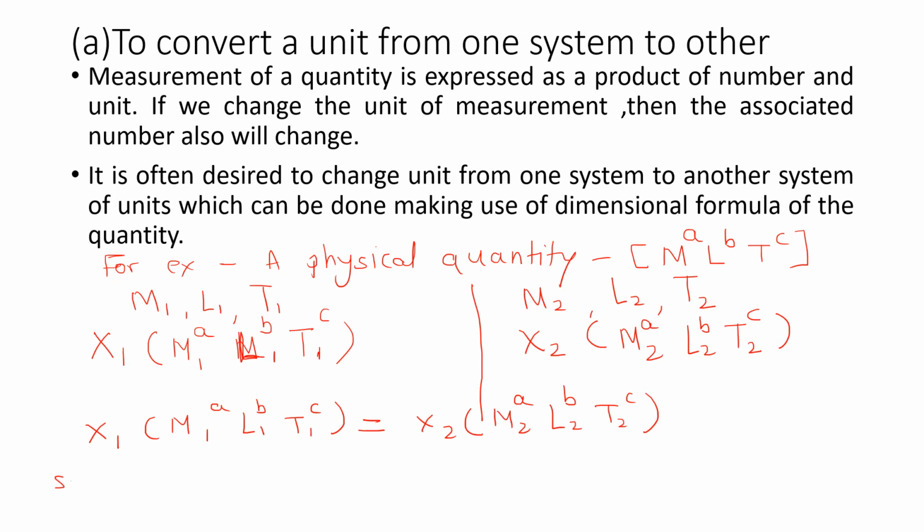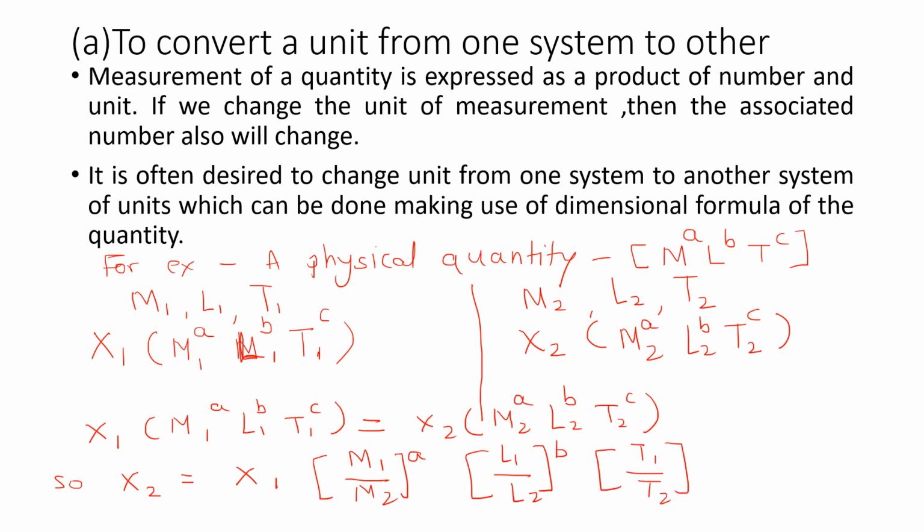So we want to change the system of measurements from first to second. So we want the value of the associated number, that is the magnitude of the physical quantity. x1 is the magnitude in the first system, x2 is the magnitude in the second system. We want the magnitude in the second system of measurements, right? So we can easily get it like this. x2 is equal to x1, which is known to us, multiplied by (m1 upon m2) raised to a, (l1 upon l2) raised to b, (t1 upon t2) raised to c.